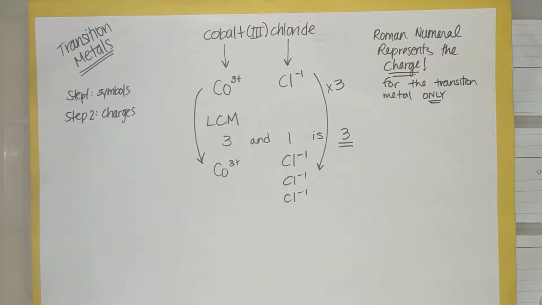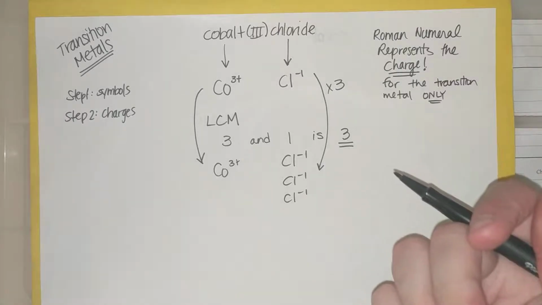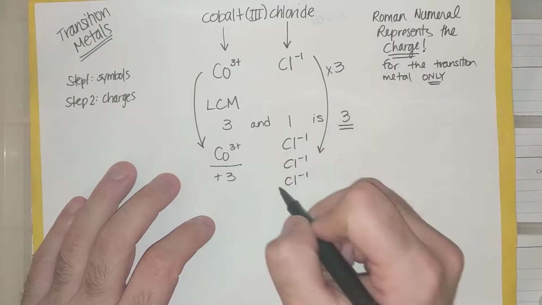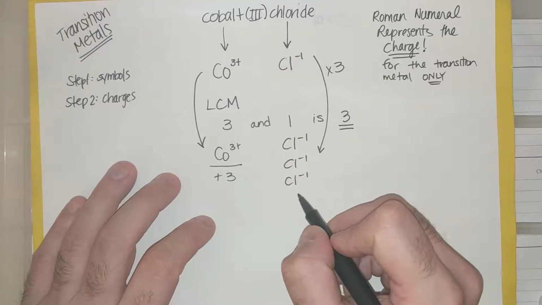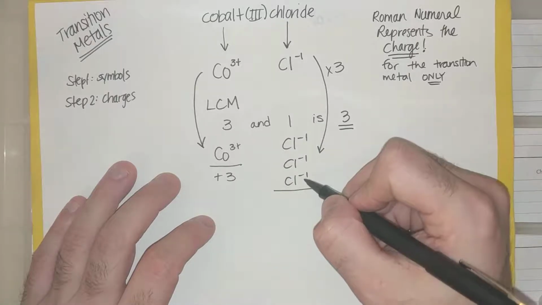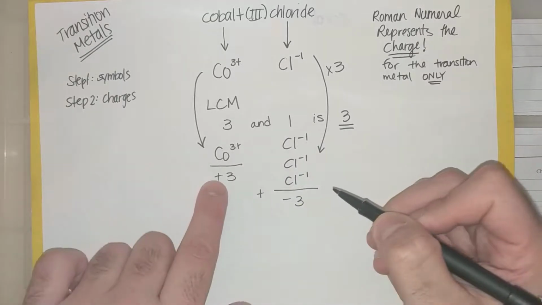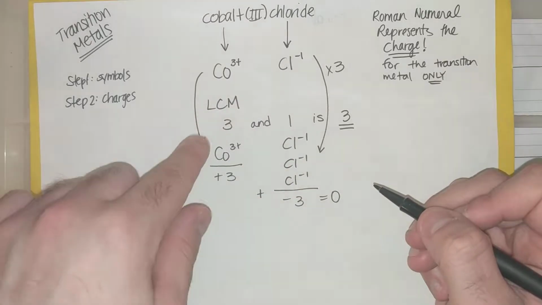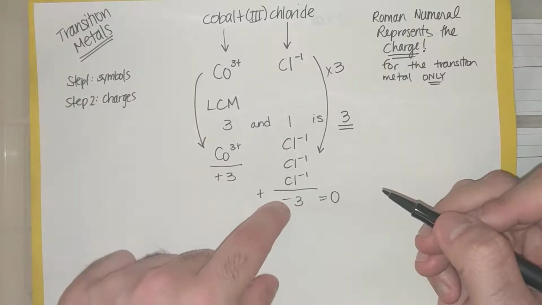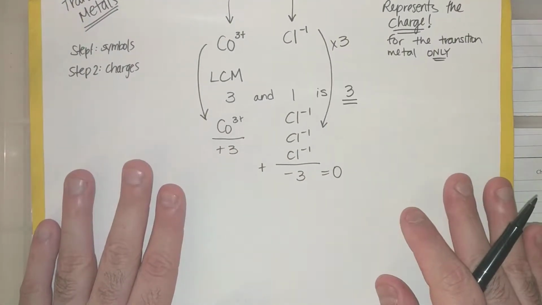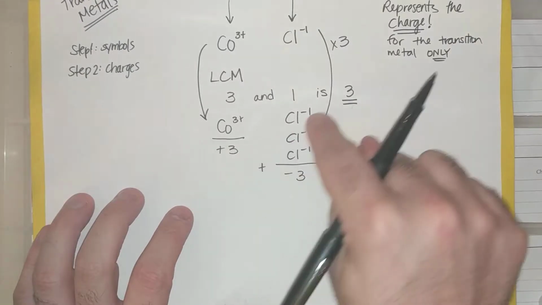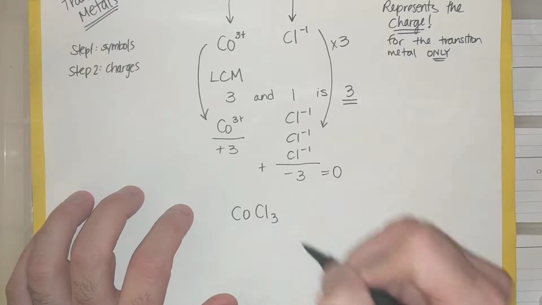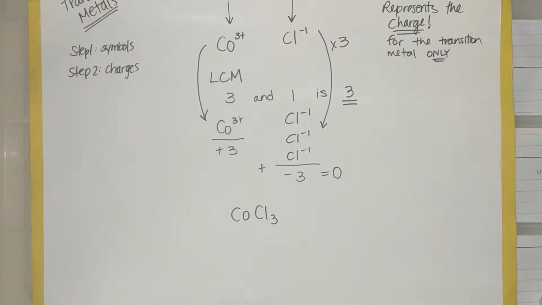Now, some of you could do this off the top of your head and know that you need 3 chlorides, but I like showing the work. So I have +3 here, and -1, -1, -1 is -3. If I add +3 to -3, this equals 0. So this is correct. I need 1 cobalt for 3 chlorides. So how do I write a formula that has 1 cobalt and 3 chlorides? Well, it'd be CoCl3. This would be cobalt chloride.